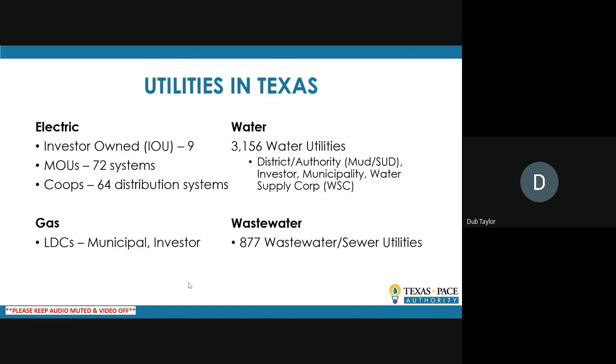With gas, the LDCs, local distribution companies, they can be either investor-owned or municipal. So a couple of different types there. Water, over 3,000 water utilities. It's an amazing number, and it's a mix of everything from large municipal water systems to small municipal utility districts, special utility districts, water supply corporations. The map of water utilities is amazing to look at. And then wastewater, quite a few, 877 wastewater and sewer utilities, not as many as water utilities, but still quite a number there.